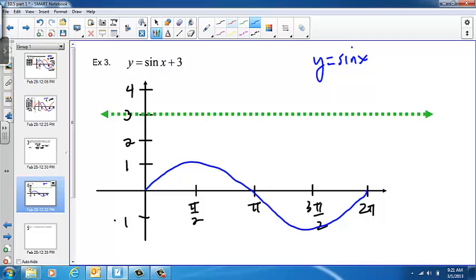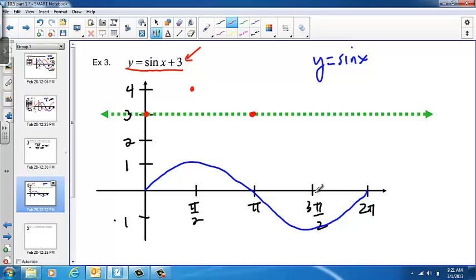So if I'm going to graph y equals sine of x plus 3, you know from algebra what that plus 3 does. It takes each of our previous output values and adds 3 to it. So when x is 0, the output is 0. Now the output's going to be 3. When x was pi over 2, the output was 1. Now it's going to be 4. When x was pi, the output was 0. Now it's going to be 3.